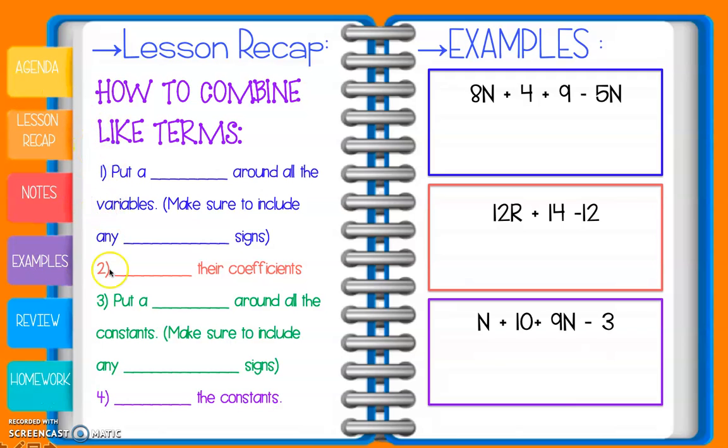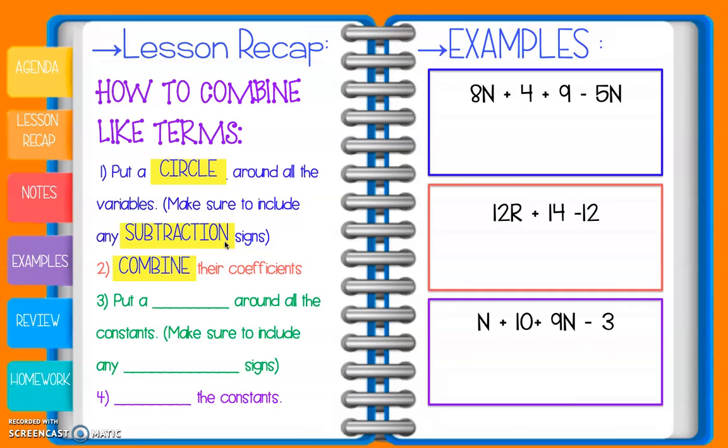There's a couple of steps that we're going to do to show our work for combining like terms, and hopefully keep our work nice and neat and organized. The first thing we're going to do is look at our expression and put a circle around all of the variables. One tidbit to include is to make sure that you include any subtraction signs, because if we ignore those subtraction signs, we're going to get the answer wrong. So put a circle around all of your variables and include any subtraction signs.